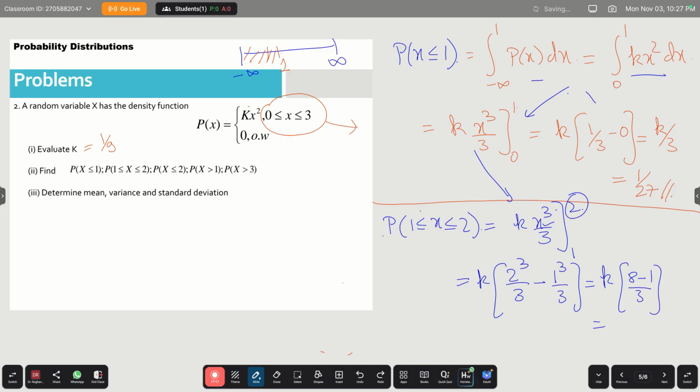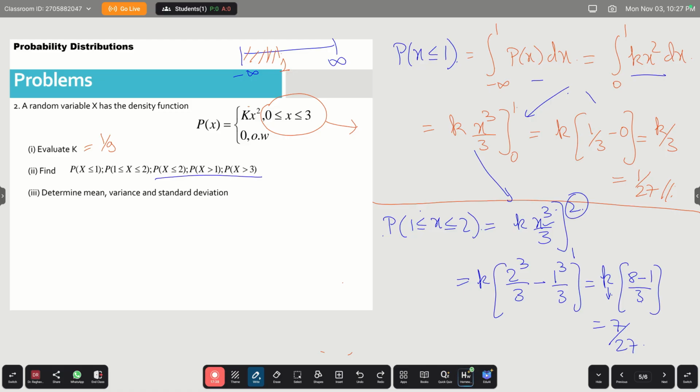That is 7 by 3, and the k value is 1 by 9. So 7 by 3 times 1 by 9, 3 nines are 27, so it is 7 divided by 27. The other three problems you can also look at.